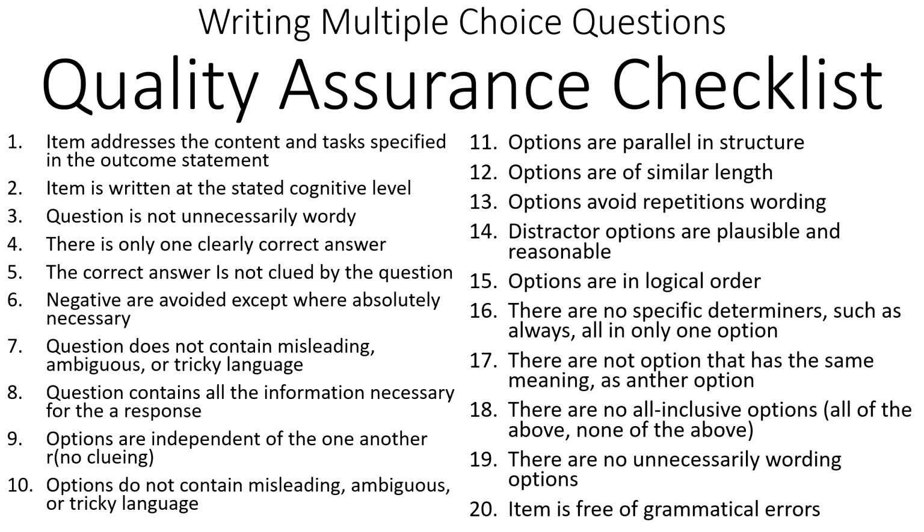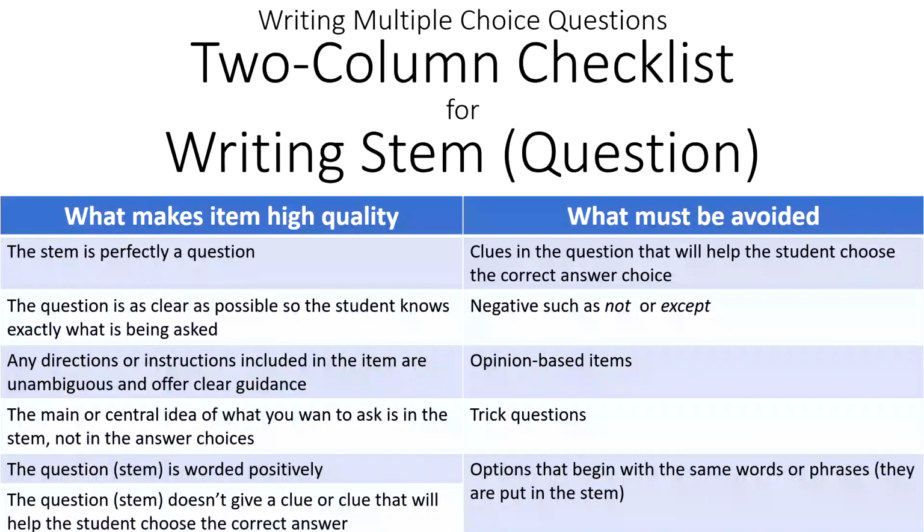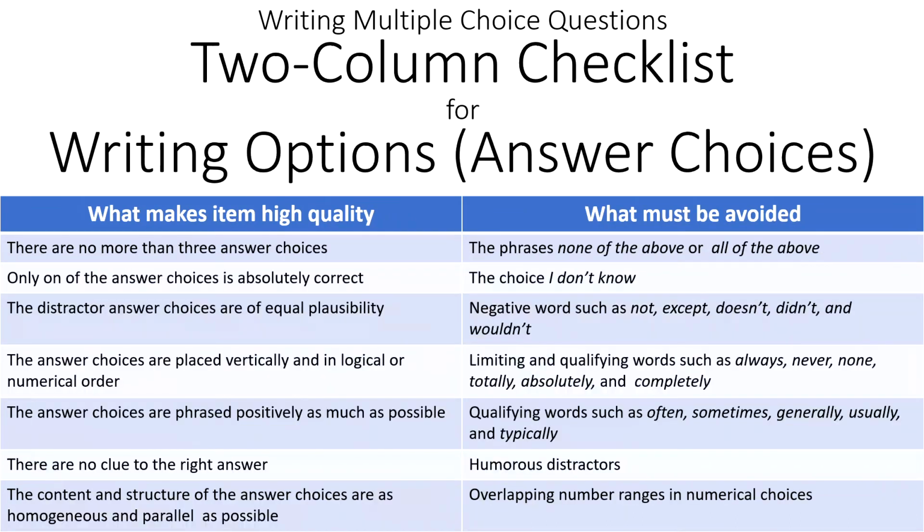This quality assurance checklist is basically developed based on what we have discussed. I'll post a link to this document on openeducator.com so you can download it for yourself and check when you write multiple choice questions. Also, there are two good do's and don'ts type checklists, one for the stem and also one for the answer choices as well.